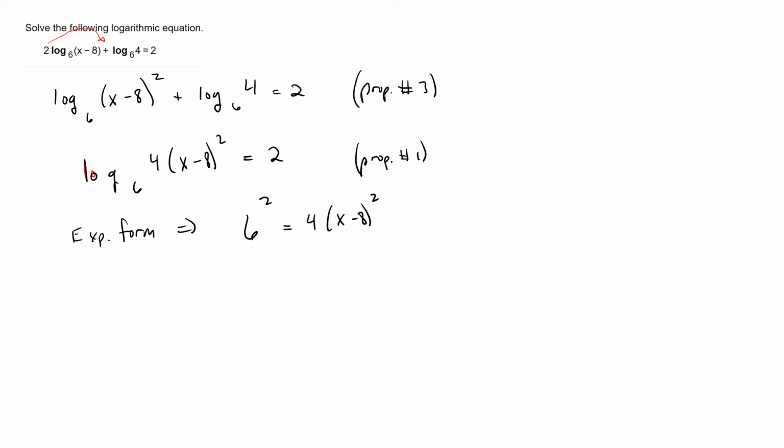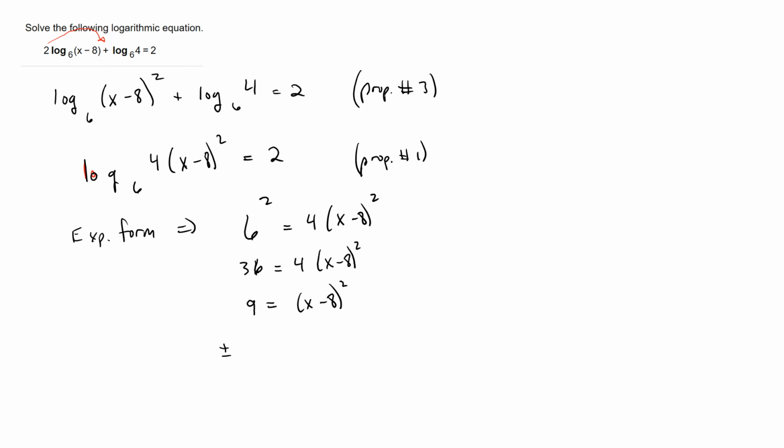And now we just finish up this equation. 6 squared is 36. And then we can divide both sides by 4. Now we can square root both sides. And when we square root both sides, we put plus and minus.